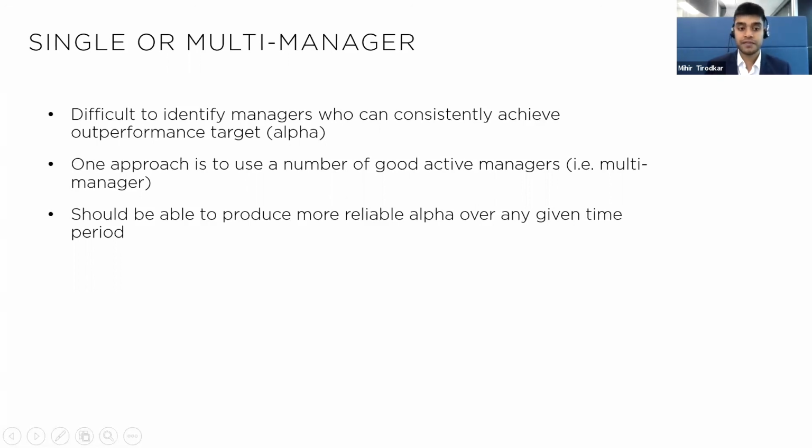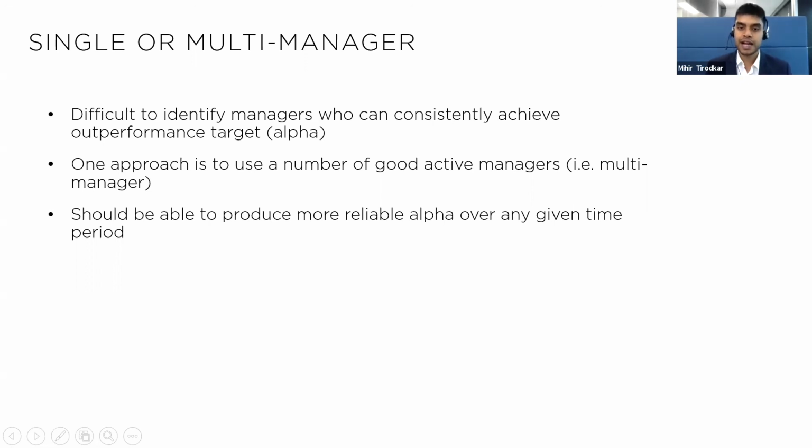What an investor might do is to use a number of good active managers, or blend their exposures to multiple active managers. This is called a multi-manager approach. We believe at Russell Investments that this should be able to produce a more reliable alpha over any given time period. It's quite similar to diversification.